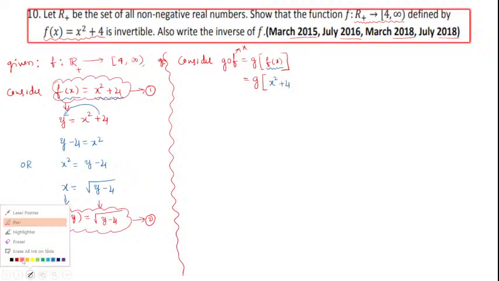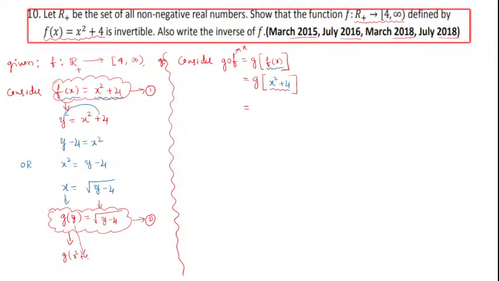Then you have to check out, that is equal to, see, g of x square plus 4. For that you have to go for g of y. So in g of y, in place of y you have to write x square plus 4. Then only will you get g of x square plus 4 worked out, right? So g of x square plus 4 becomes, here, root of y minus 4. So in place of y you have to write x square plus 4.